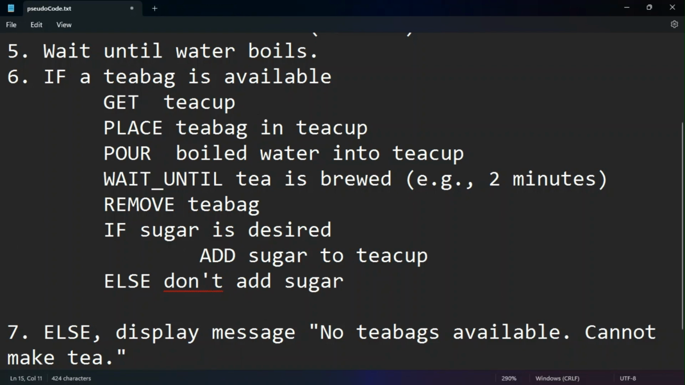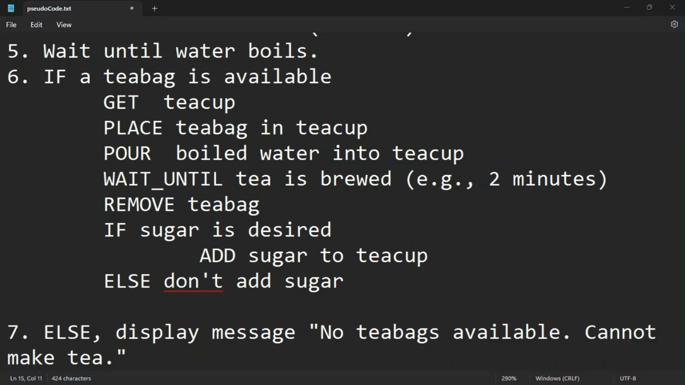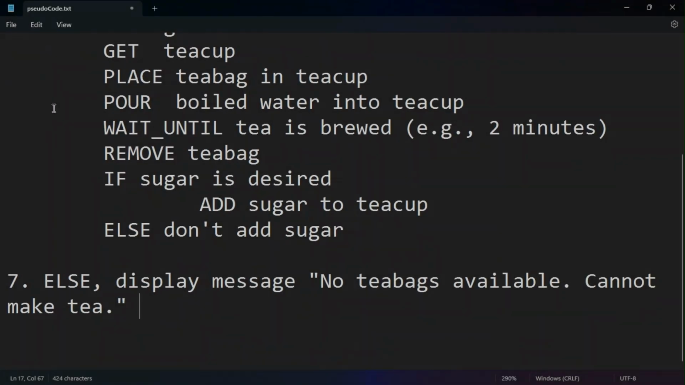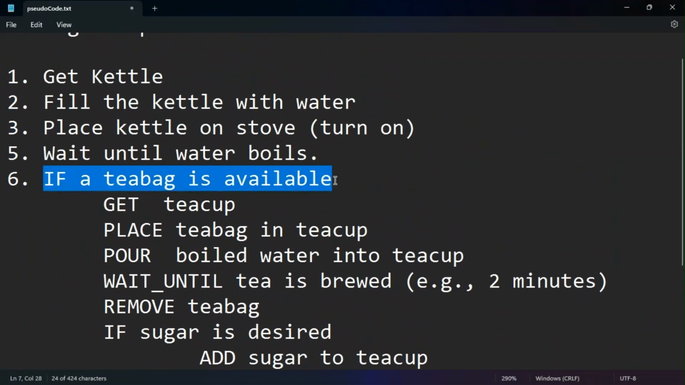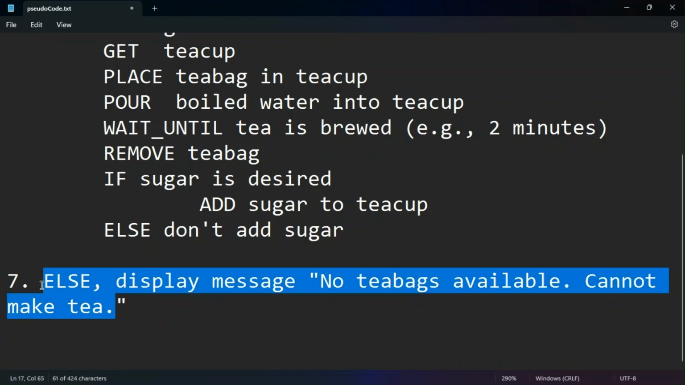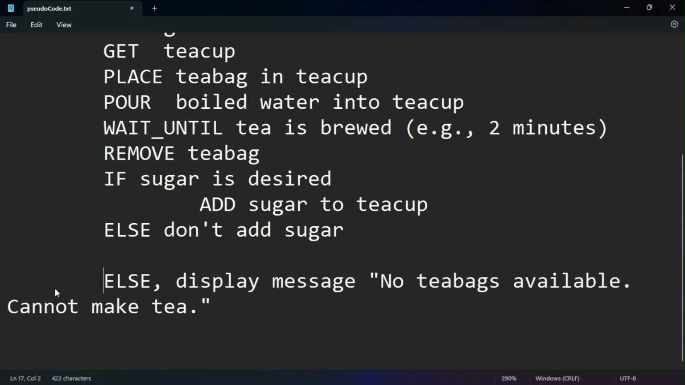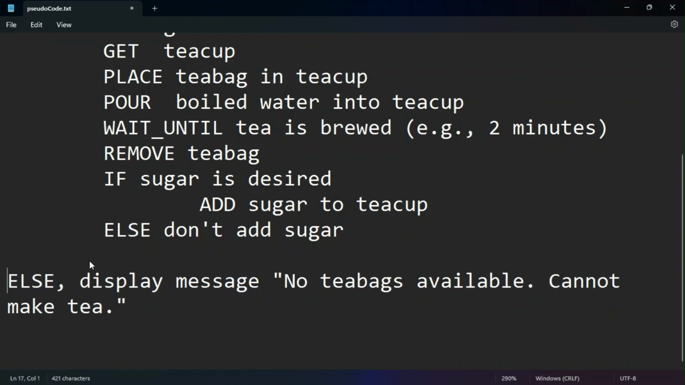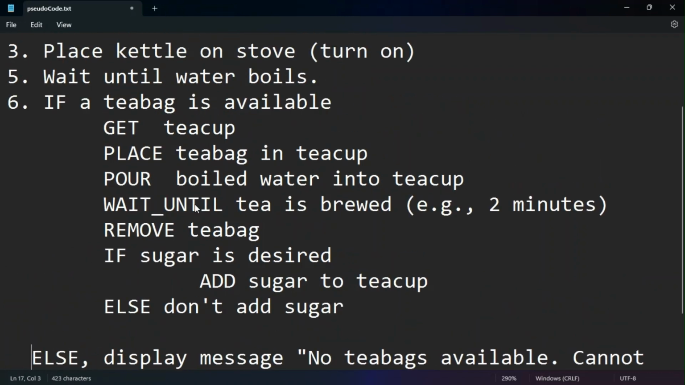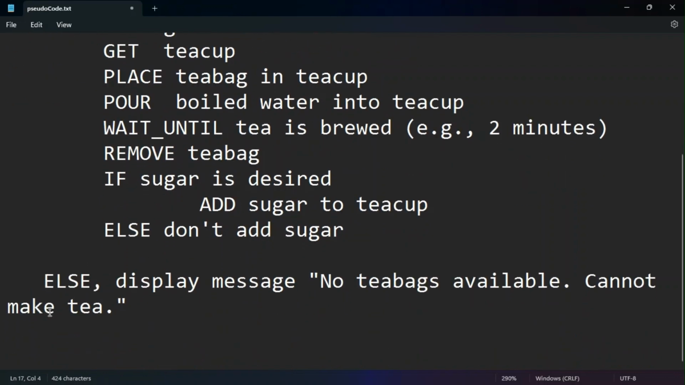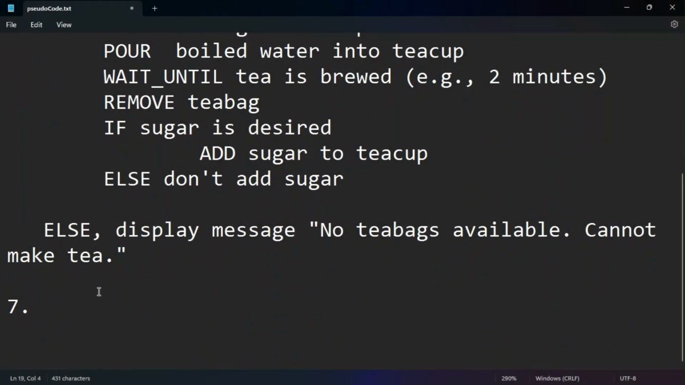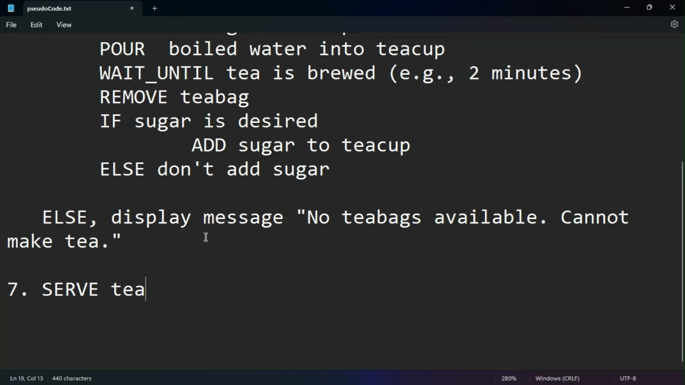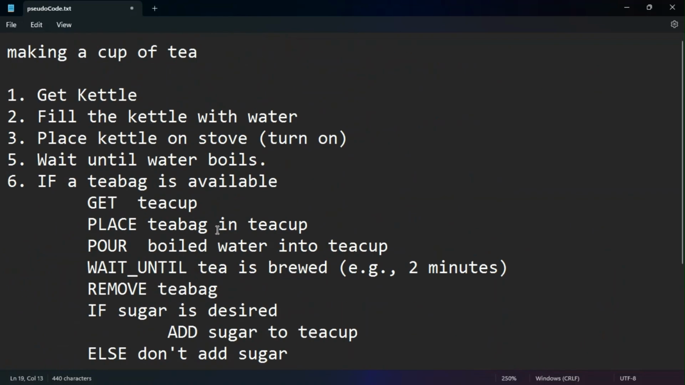Once that is done, we can then essentially serve the tea. The if statement over here and this else statement are connected, so we shouldn't put that as a separate step. That could all be one step. And then step 7 should actually be to serve our tea. And that is the pseudocode for making a cup of tea.